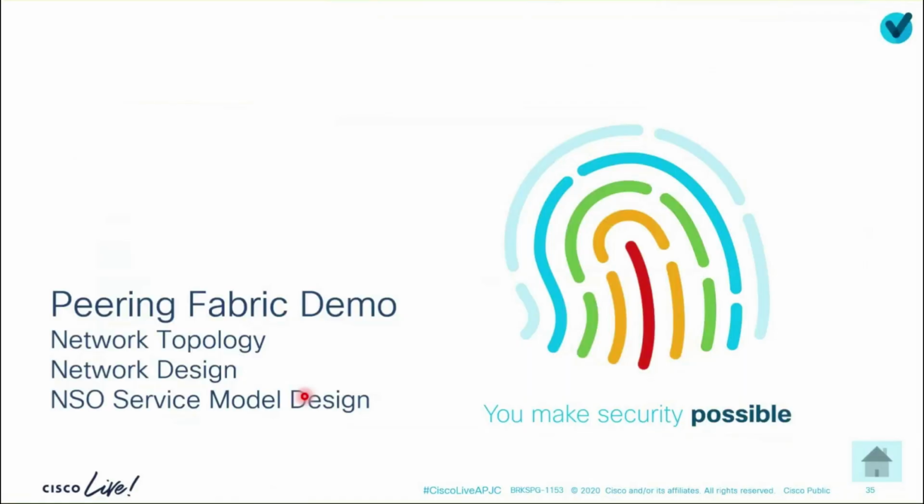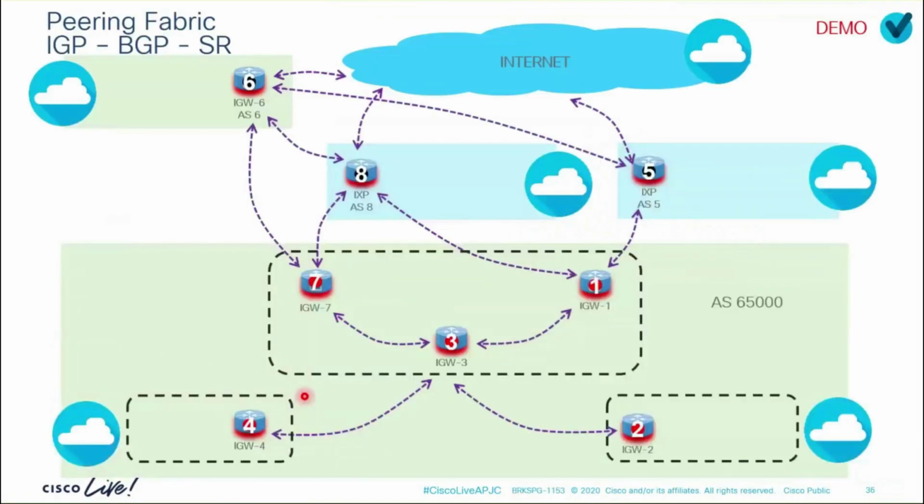Before that, let me explain the topology in the demonstration. I still use the same topology like the beginning here. We have 8 routers. This lower green block is the SP network together with the router 6. We have established the EBGP session across this peer link here. Router 8 and 5 are the internet router.